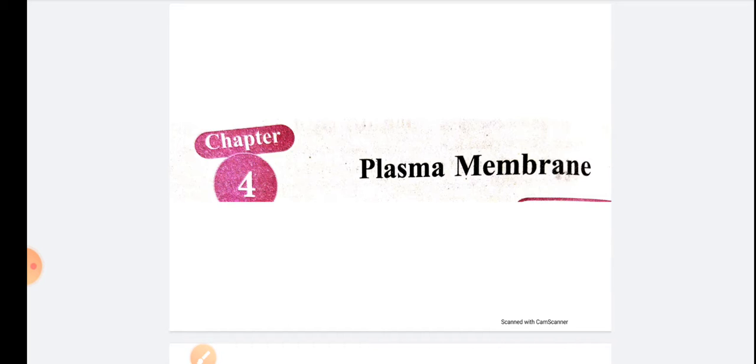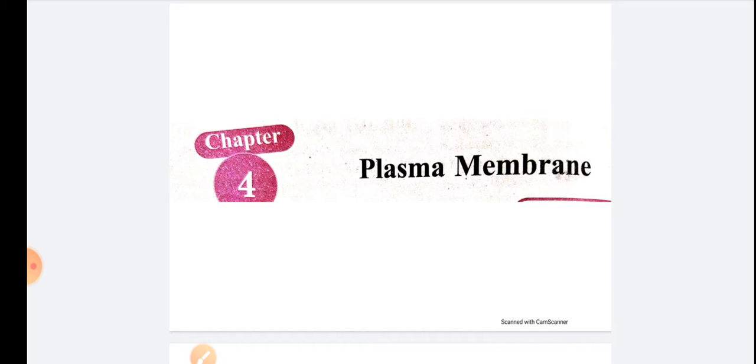Plasma membrane is a selectively permeable membrane. It is a type of cell organelle. Plasma membrane is mainly useful for protection of the cell.